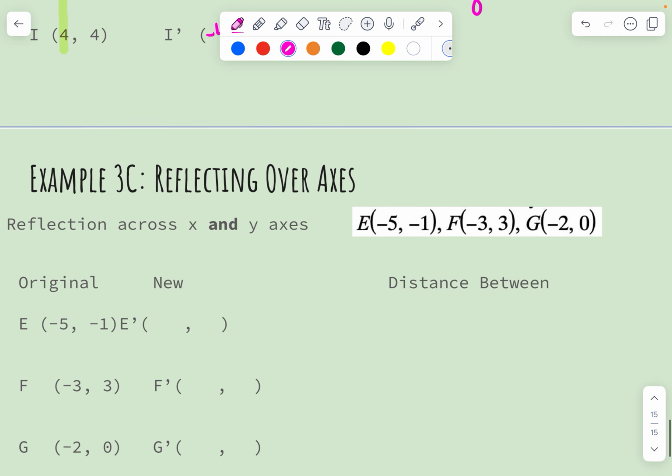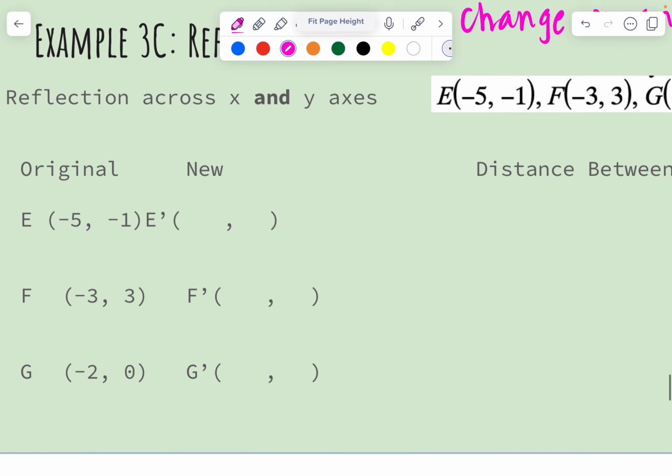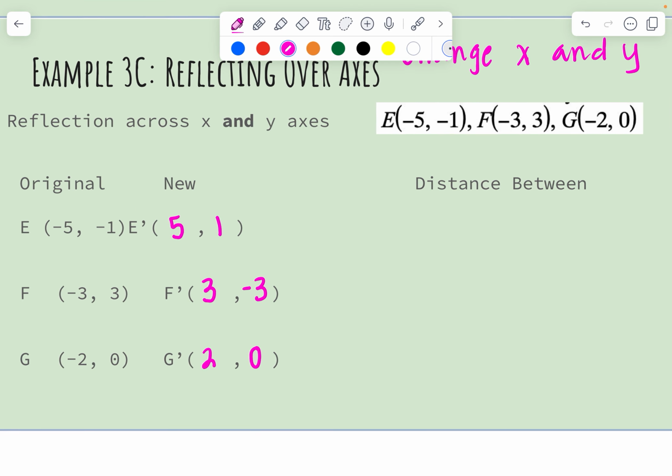Last one here, this one's reflecting across the x and y axis. So we're going to change both x and y to their opposites. So for E, our new point is going to be at positive 5, positive 1. F is going to be at positive 3, negative 3. And G is going to be at positive 2. There is no opposite of 0, or the opposite of 0 is 0. So our y value isn't going to change.